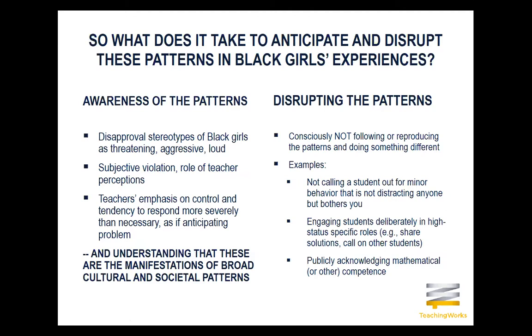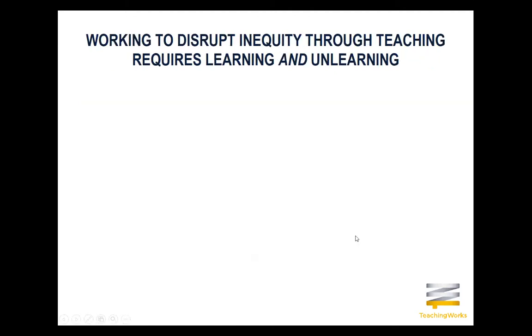Engaging students deliberately in high status specific roles. So when you call on students in a math classroom to say, share their solutions, be strategic on who you call. If you call students of color up to share their work, you're assigning competence to them. And so other members of the classroom will look at that and go, the teacher's calling on those students, so that puts them in a more powerful role. So that's something you want to be aware of as a teacher. Who are you calling on to share in the classroom? So publicly acknowledging mathematical competence. That's another way to do it.